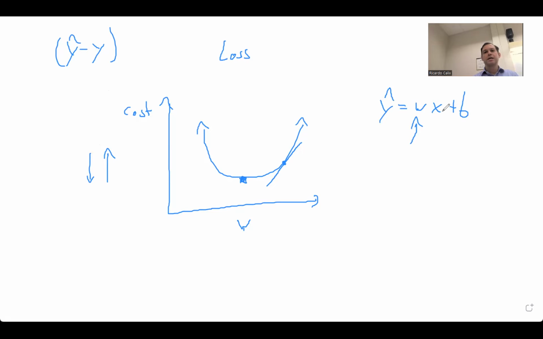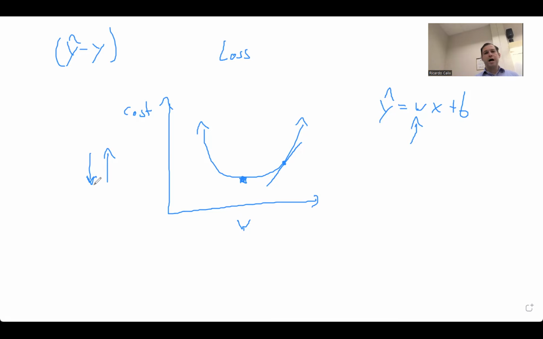You see what I'm saying? Like if this w is pretty bad, this y hat is pretty bad, so this loss is pretty bad, so it goes up. But if this w is pretty good, this y hat is pretty good, which means y hat minus y is pretty good, which means this goes down. Do you see what I'm saying?